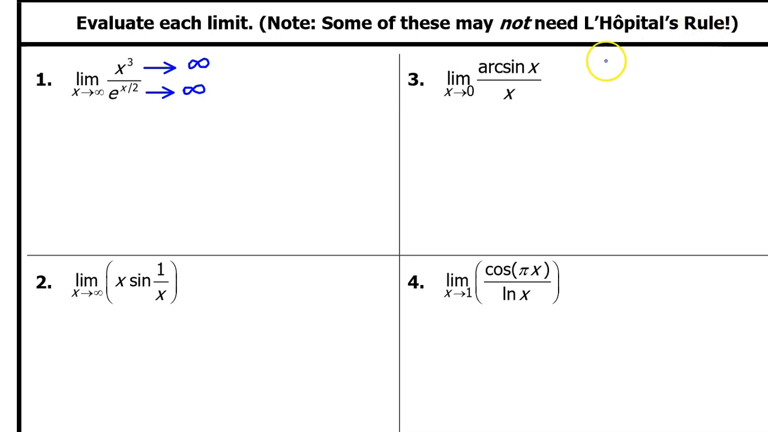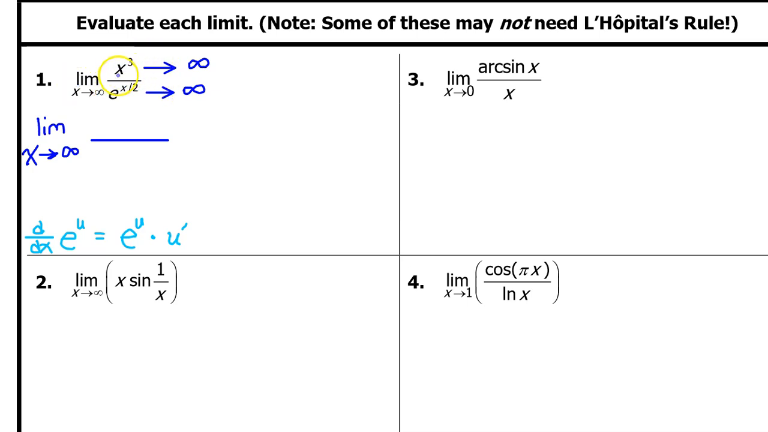L'Hopital's rule says that if the numerator and the denominator are both approaching infinity, or if they were both approaching 0, we can take the derivative of the numerator and denominator without changing the value of the limit.